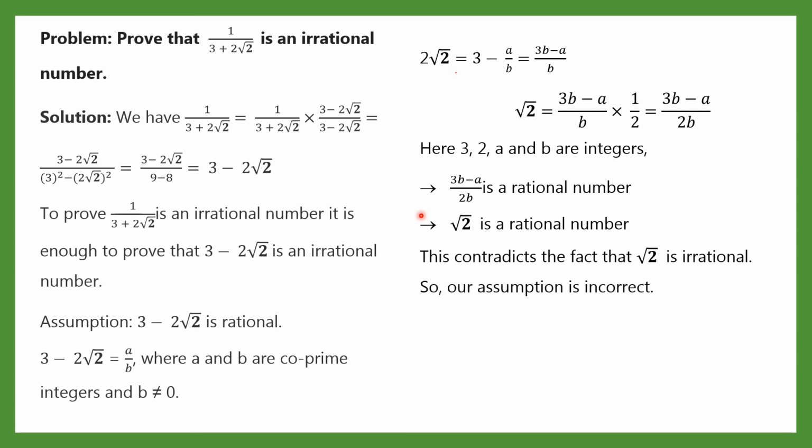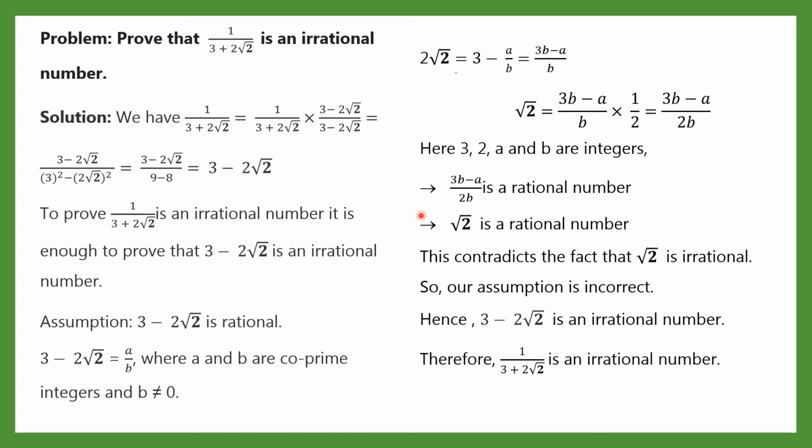This contradicts the fact that root 2 is irrational. So our assumption is incorrect. What is our assumption? 3 minus 2 root 2 is rational. Therefore 3 minus 2 root 2 is an irrational number, which means 1 by 3 plus 2 root 2 is an irrational number. This you can prove.